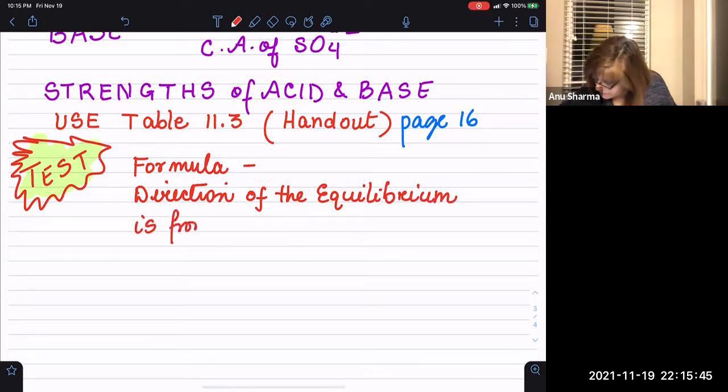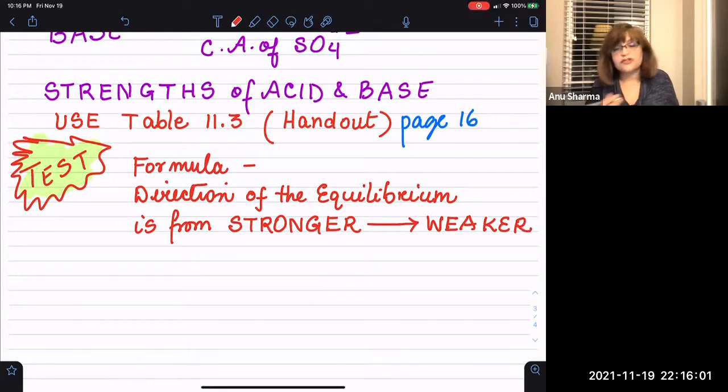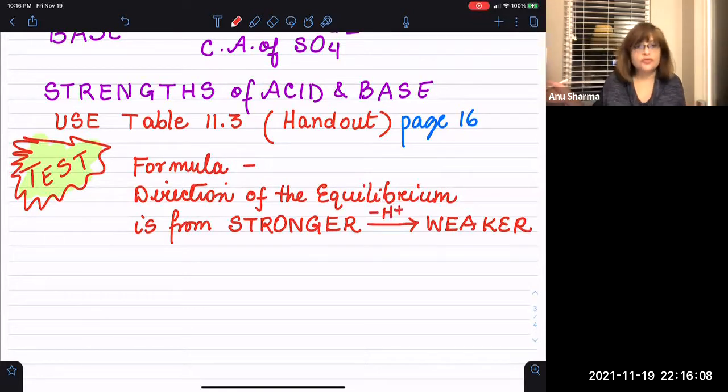from stronger. Now it's not strong, it's stronger. Everything is in comparison. From the stronger to the weaker side. By nature, we usually go from the weaker to the stronger side, but what we are doing here, it's stronger because it has got hydrogen ions, so they are the ones giving away the hydrogen ions to the weaker. So the direction of the equilibrium is going to be from the stronger to the weaker side.